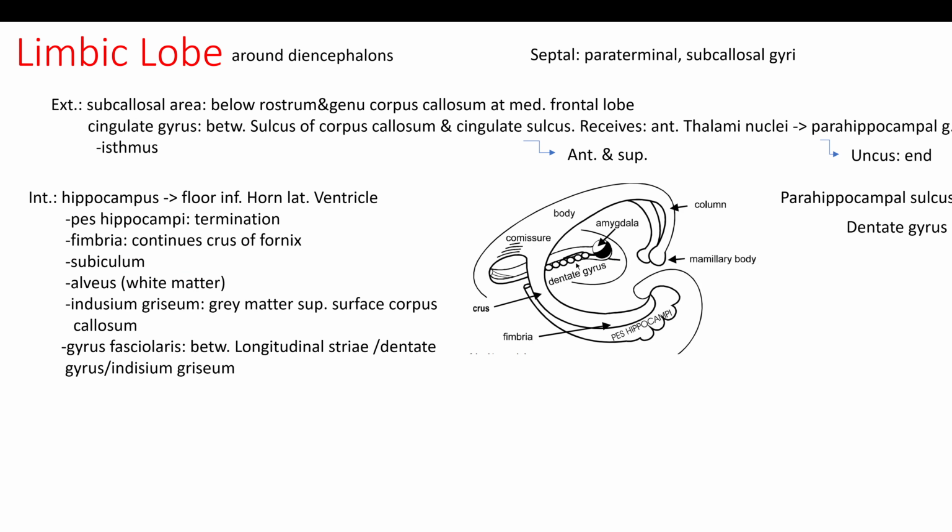And now the limbic lobe. Around the diencephalon, there's the external portion with the subcallosal area. It's below the rostrum of the corpus callosum, located at the medial surface of the frontal lobe. The cingulate gyrus, a convolution between the sulcus of the corpus callosum and the cingulate sulcus, receives inputs from the anterior thalamic nuclei, giving fibers to the parahippocampal gyrus. The cingulate gyrus also has an isthmus, located at the posterior and inferior portion of the cingulate gyrus.